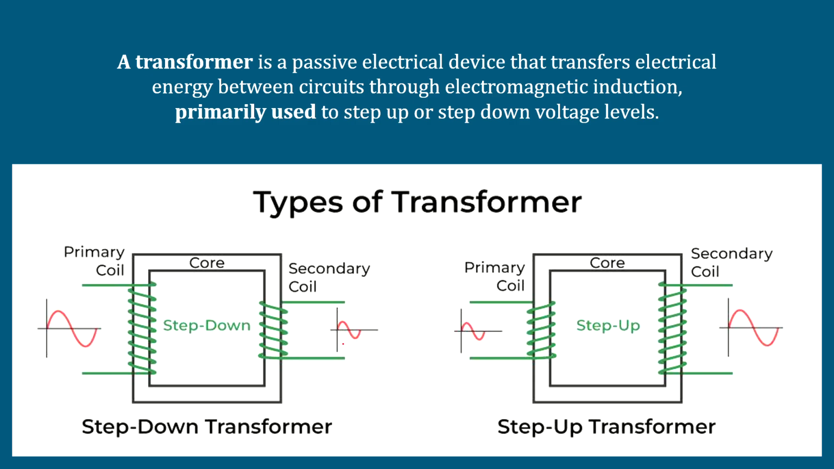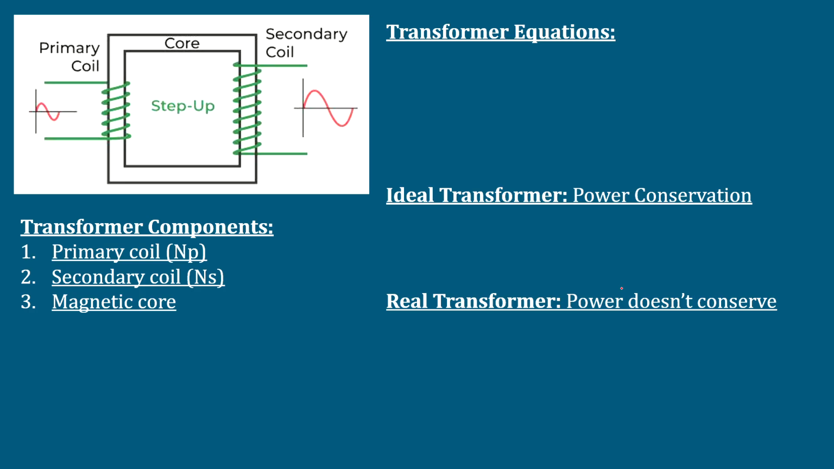Then the step up transformer works reversely. In the primary coil we have a small amount of voltage. When we apply this small voltage to the step up transformer, the resulting voltage will be higher than in the primary coil. Okay, now we're talking about the components again.